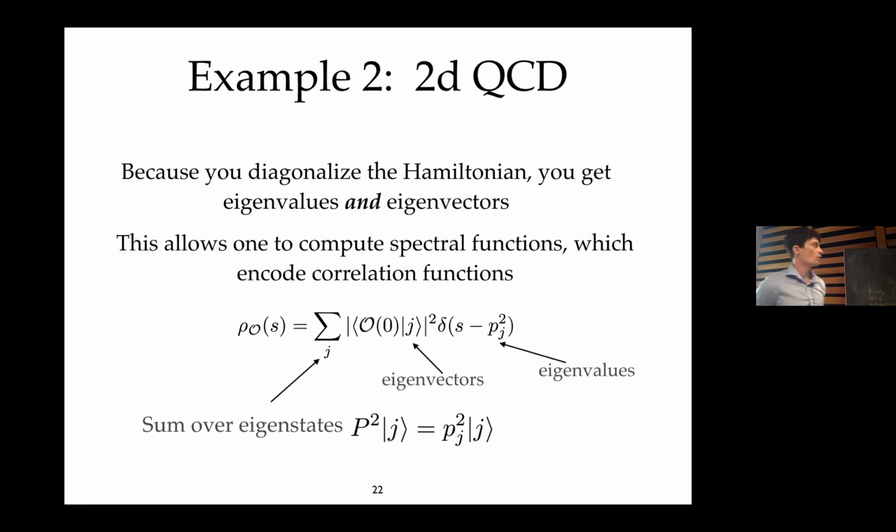What you need is the overlap of the operator with the eigenvectors, but you have the eigenvectors, and you also have a delta function at their eigenvalues, and you know those as well. So you can literally just take what you get from diagonalizing the Hamiltonian and plug them into this formula and add them all up and get the spectral density.